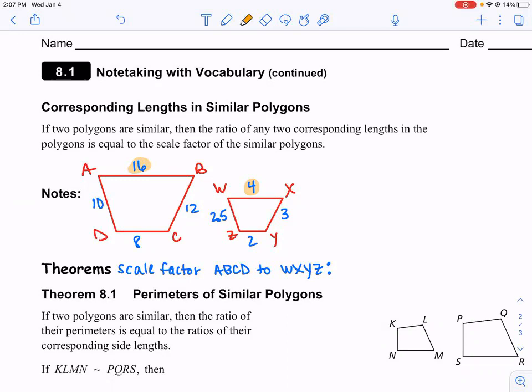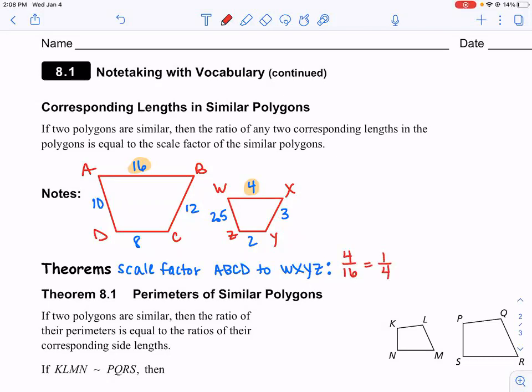I have a question. Yes. What would the scale factor be? It'd be 4 over 1. Yes. Because if you look at every single one, if you times all the sides by 4, it'd be 16, 12, 8.